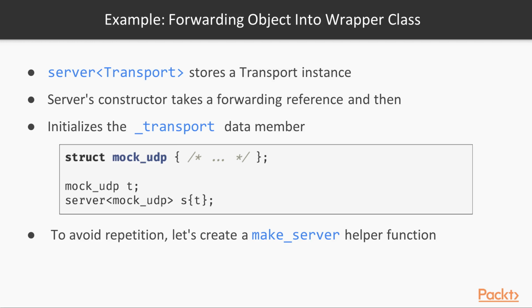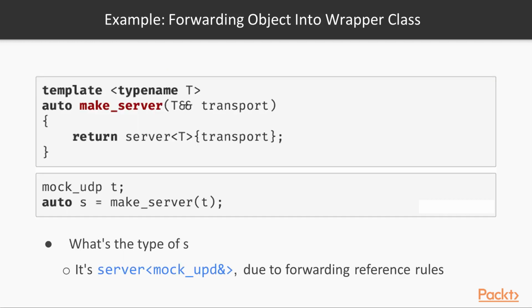This works, but as you can see, we have some repetition as MockUDP had to be instantiated on its own and then specified as the server's template argument. To avoid this kind of repetition, let's follow what the standard library does for things like tuple, pair, or unique_ptr, and create a make_server helper function, which will deduce the template parameter for us. Here's what it looks like. This is a first possible implementation.